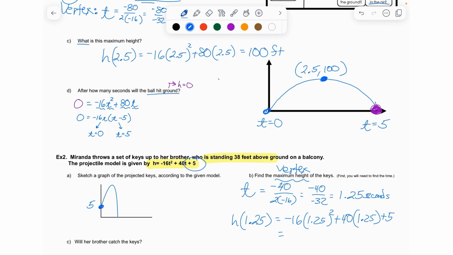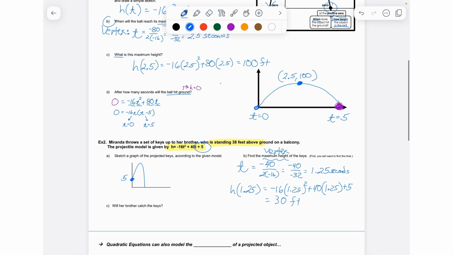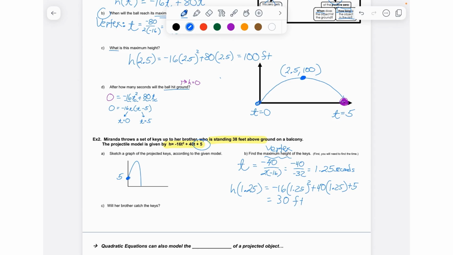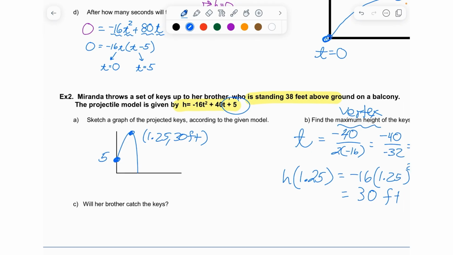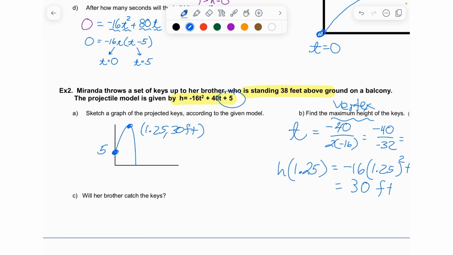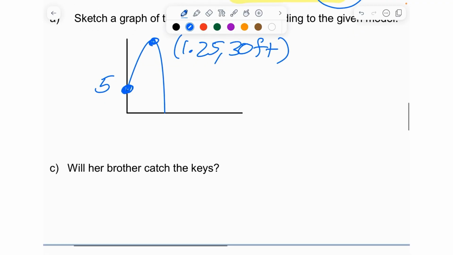And that does come out to be, did you try it? Again, you should plug that in to make sure you can do it. Yep, it comes out to be 30, and that's going to be 30 feet. That's actually going to be my height. All right, you just found the vertex. You can label it if you want, but we just want to understand that 30 is actually that height that we were looking for.